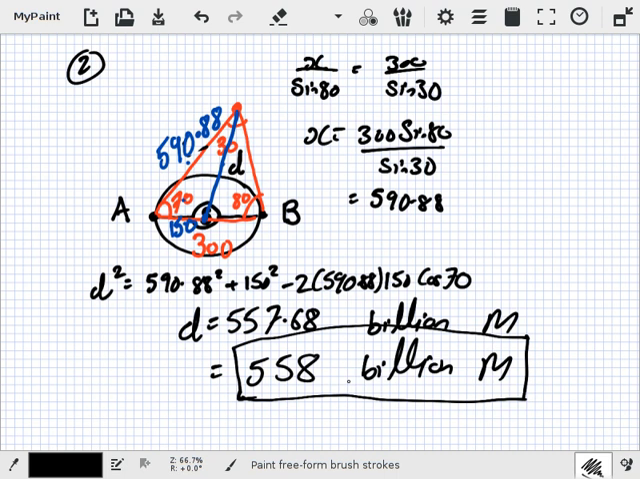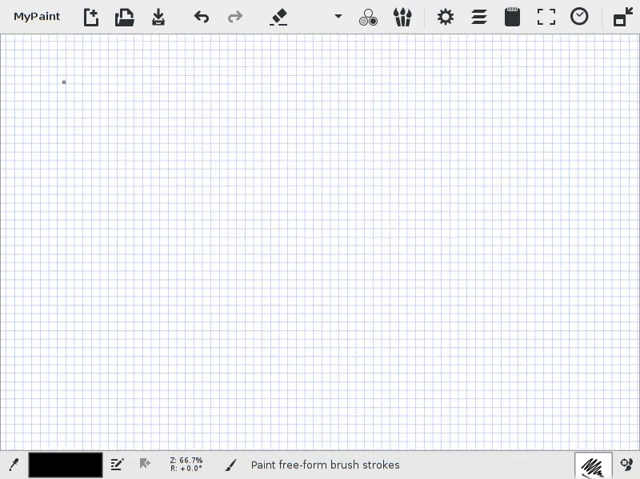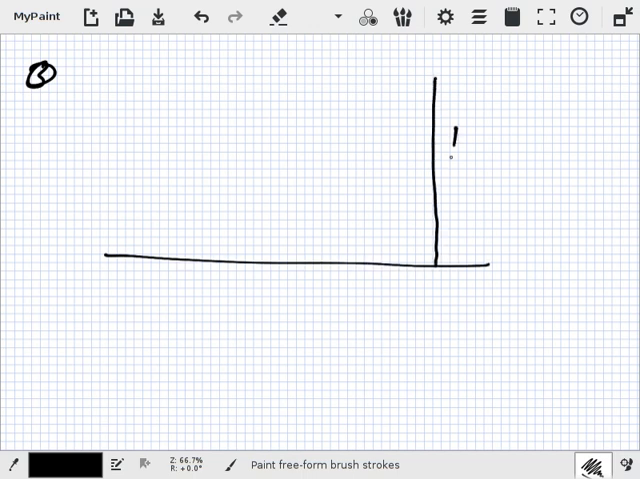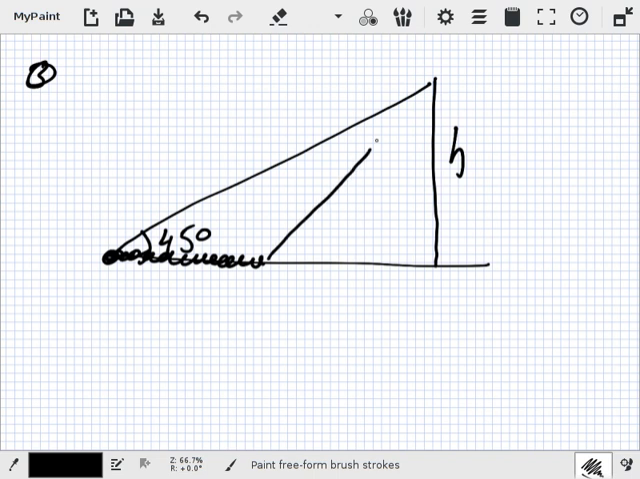Okay. 3. A student of maths is standing near a building. She looks up and notices that her line of sight makes an angle of 45 with the ground. She walks 5 meters and notices it now makes 50. How high is the building? Right, so there's the building. It has a height. She looks up at an angle of 45 degrees. She walks 5 meters and looks up and makes another angle of 50 degrees. And this distance here is 5, and we're using units of meters.